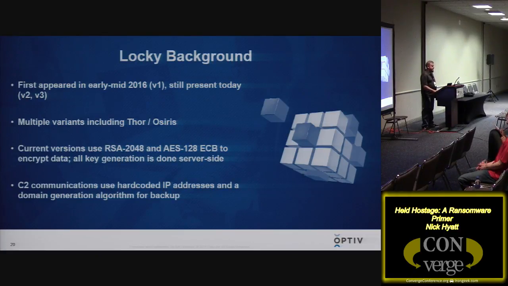Again, all of that key generation is done server-side. And then C2 communications use a hard-coded IP address. And then if that gets blocked, it uses domain generation algorithms to build out domains that it can contact. So if you're hard blocking its IP addresses, it can detect that and then build domains that it'll talk to outside of that.